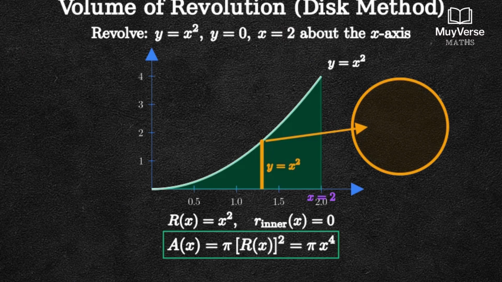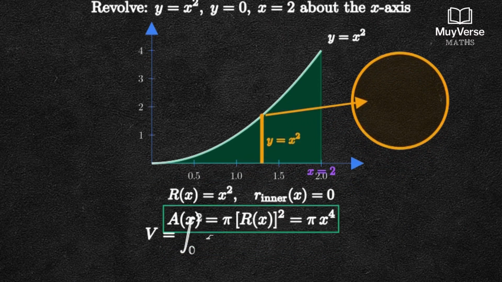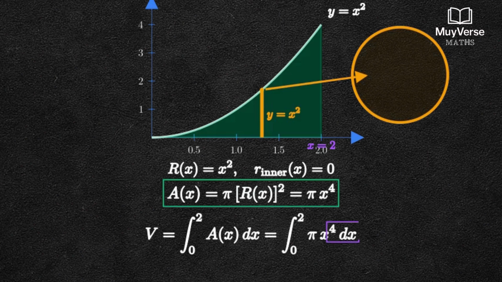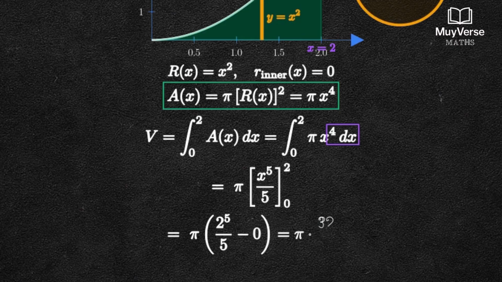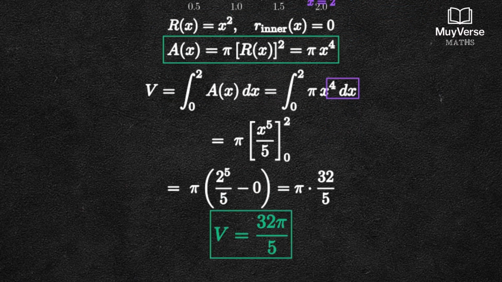Step 3. Write the volume integral. We add up all of those disk areas from x equals 0 to x equals 2. So the volume equals the integral from 0 to 2 of pi times x to the 4th dx. Step 4. Compute the integral. The antiderivative of x to the 4th is x to the 5th over 5. Evaluate from 0 to 2 to get 32 over 5. Multiply by pi to get the final volume.